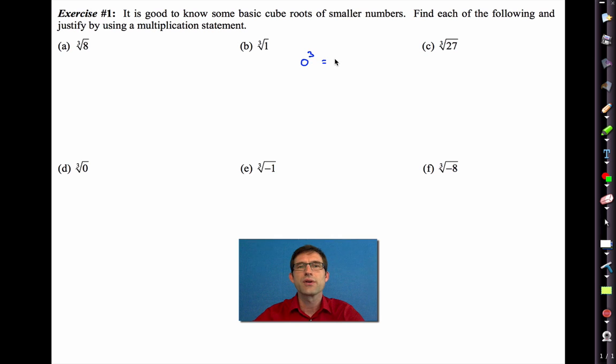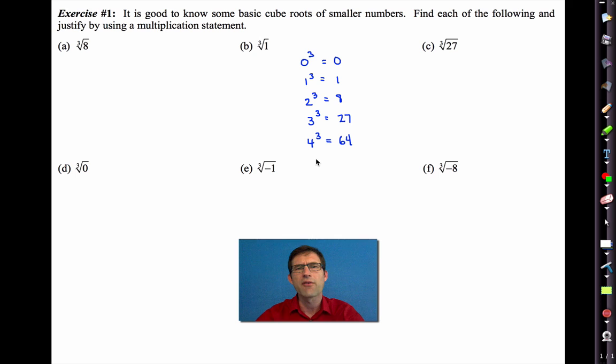0 cubed, 0 times 0 times 0 is 0. 1 cubed, well, that one's pretty easy. 1 times 1 times 1 is 1. 2 cubed, not too bad. 2 times 2 is 4, times 2 is 8. 3 cubed, well, that's like 3 times 3, which is 9, times 3 is 27. 4 cubed, well, that's 4 times 4, which is 16, times 4 is 64.